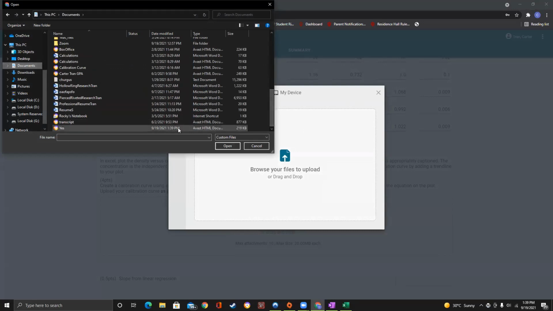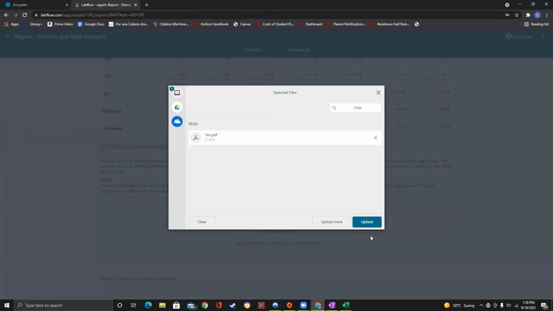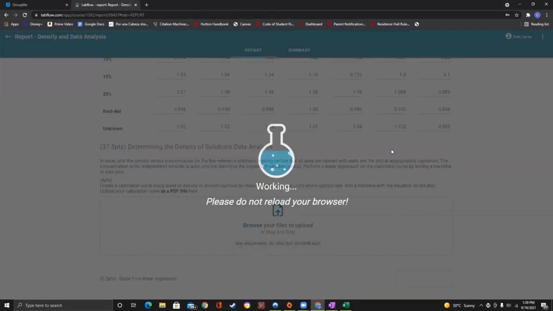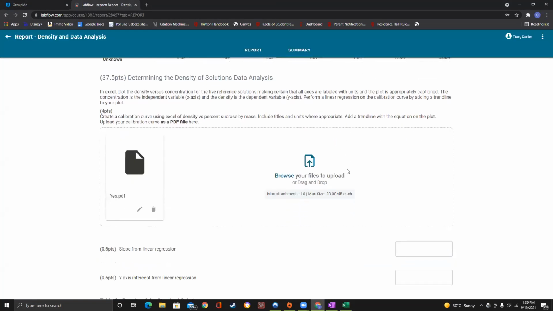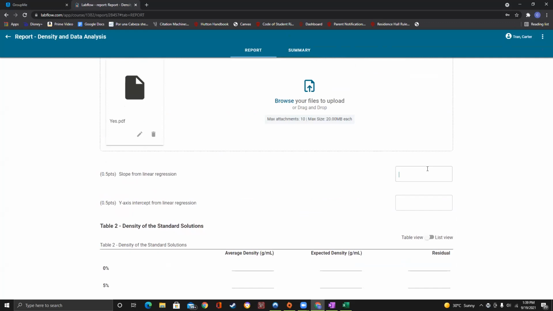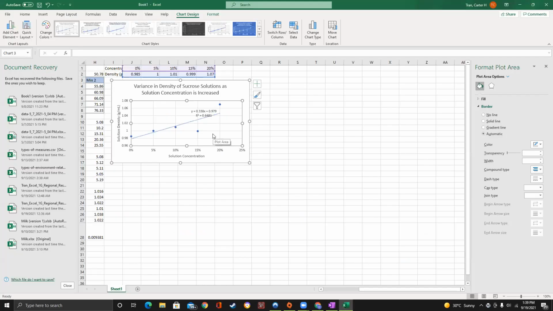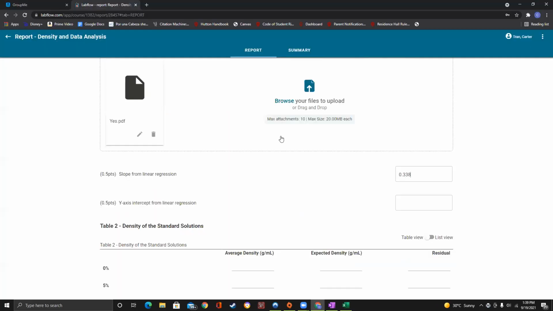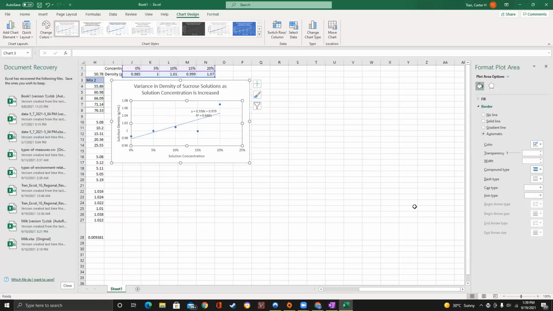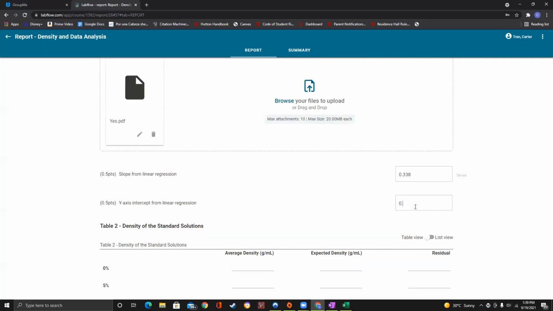Documents. Yes. Slope from linear regression, that is going to be 0.338. Linear regression is just our trend line. Then 9.79 for our y-intercept.